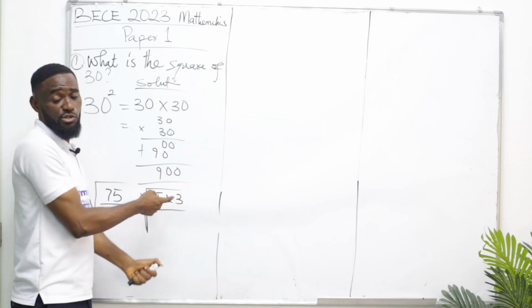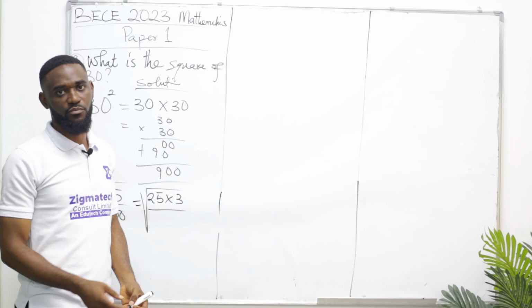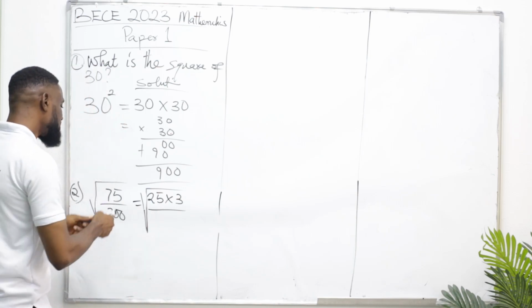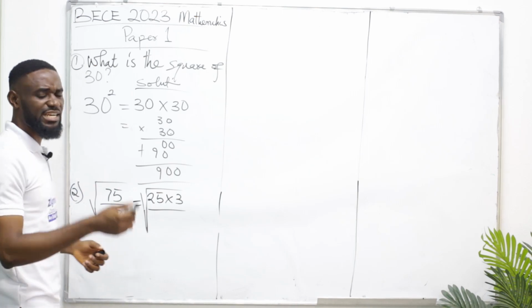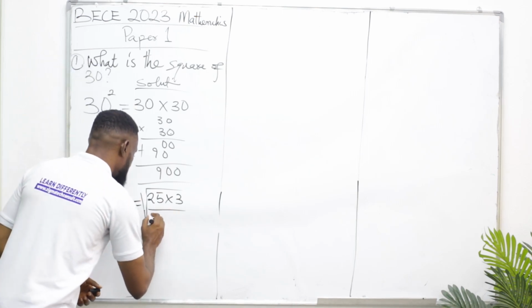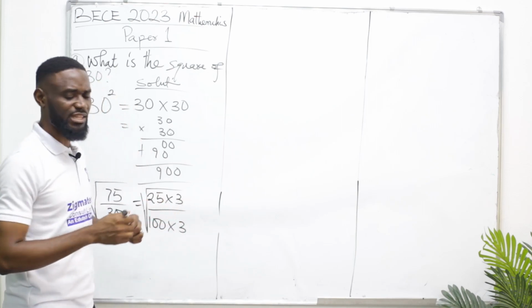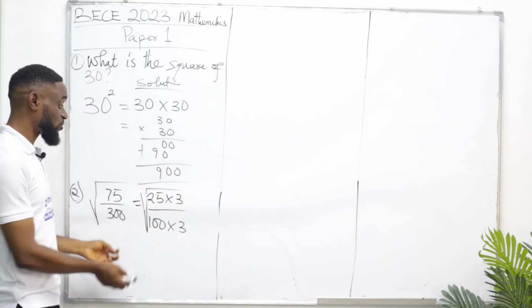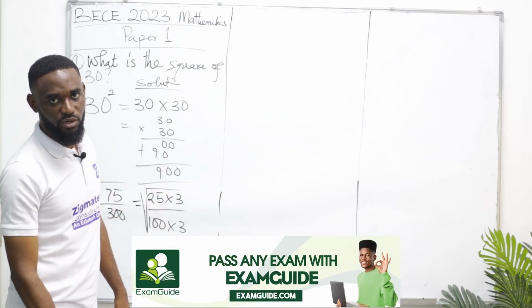So 3 is not, so let's just keep it there and see what magic we can do. All right. So the next thing is for 300, 100 is a perfect square. So 100 is a perfect square times 3 also, because 100 times 3 gives us 300. So this thing and what we have here is still the same expression.